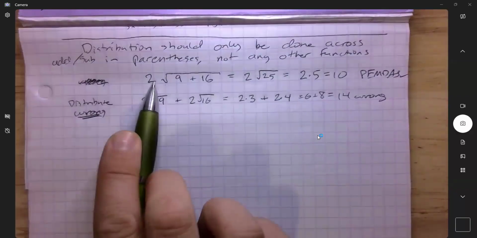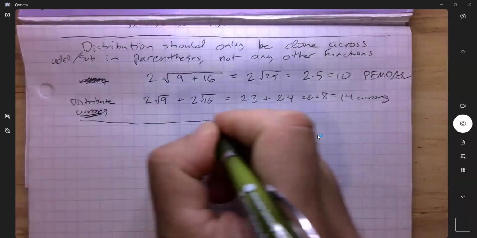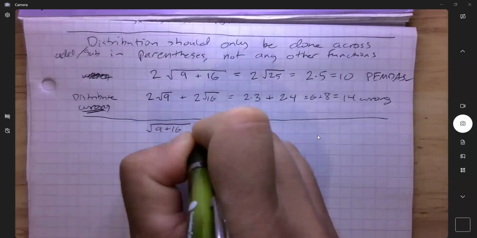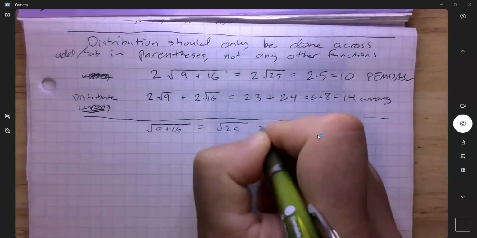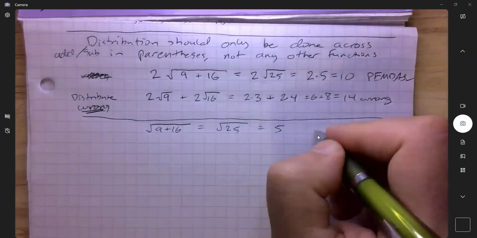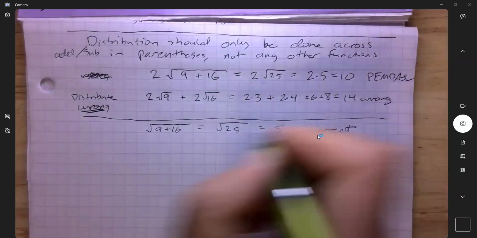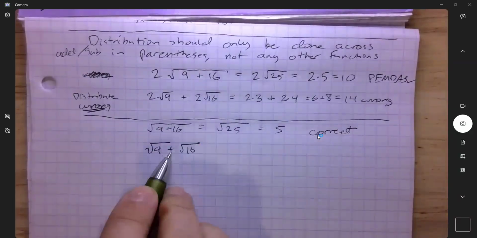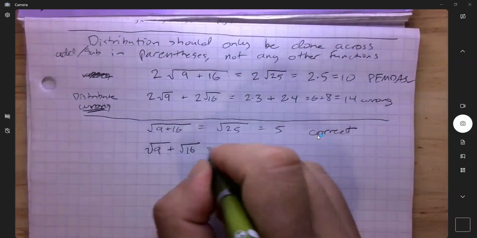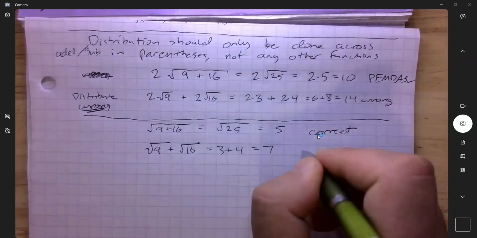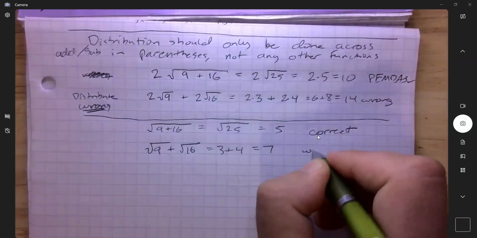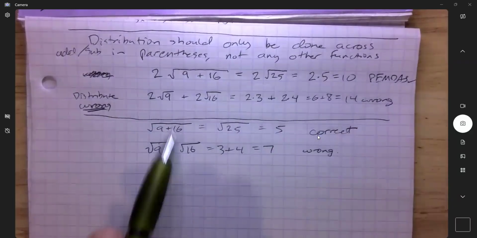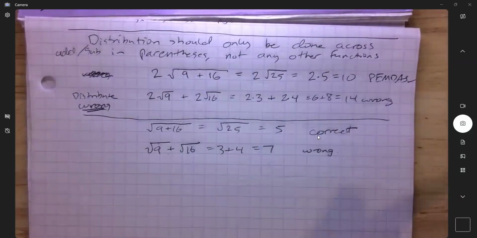And even if I didn't have this multiplication, let's just look at the square root of 9 plus 16, which is the square root of 25, which is 5. This is correct. If I tried to split that into 2 square roots and added, it would give me 7, and this is wrong. So you cannot distribute or split up anything that's not inside of parentheses.